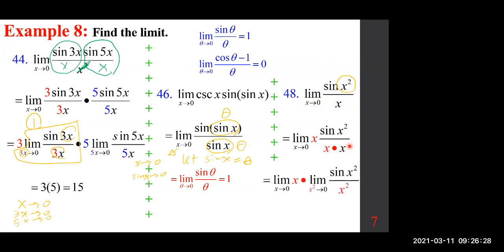Now this one, x is approaching 0. Since x approaches 0, x squared also approaches 0. That's why I'm changing it to x squared. And now this is identical to this, identical to this. You can imagine it's theta. The first one gives you 0, the second one gives you 1, and the answer is 0. Okay, the limit of x as x approaches 0 is 0, everybody.